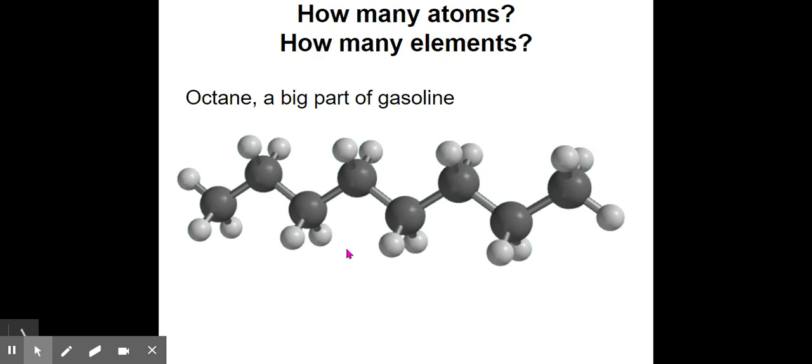How many atoms? Well, you could even count the atoms of the different kinds, but let's just count all of them together. 1, 2, 3, 4, 5, 6, 7, 8, 9, 10, 11, 12, 13, 14, 15, 16, 17, 18, 19, 20, 21, 22, 23, 24, 25, 26. So 26 atoms, if I didn't mess up, 2 elements.